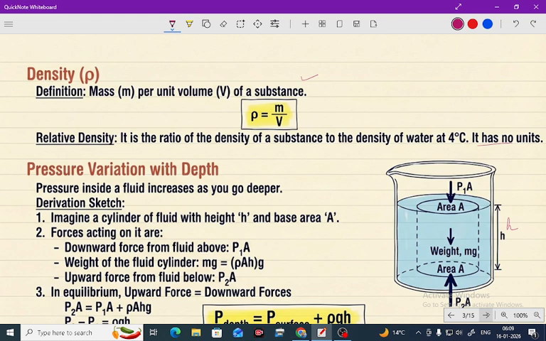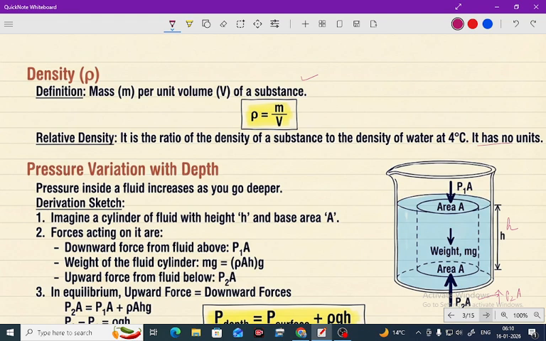And the upward force from the fluid below is P2 into A. This is the upward force, P2 A. So what do we get in equilibrium? The upward force is equal to the downward forces, right? So you can write P2 A is equal to P1 A plus rho A h g.